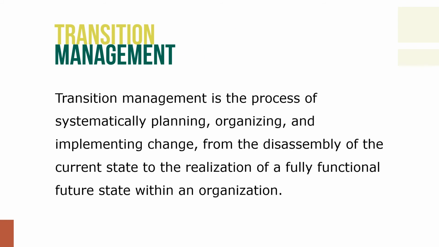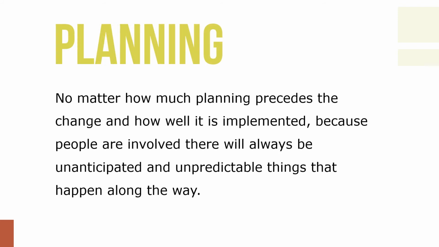Transition management is the process of systematically planning, organizing, and implementing change, from the disassembly of the current state to the realization of a fully functional future state within the organization. No matter how much planning precedes the change and how well it is implemented, because people are involved, there will always be unanticipated and unpredictable things that will happen along the way. One key role of transition management is to deal with these unanticipated consequences.